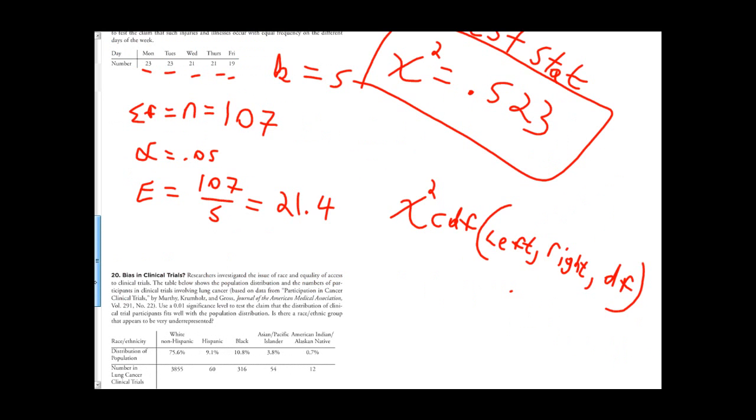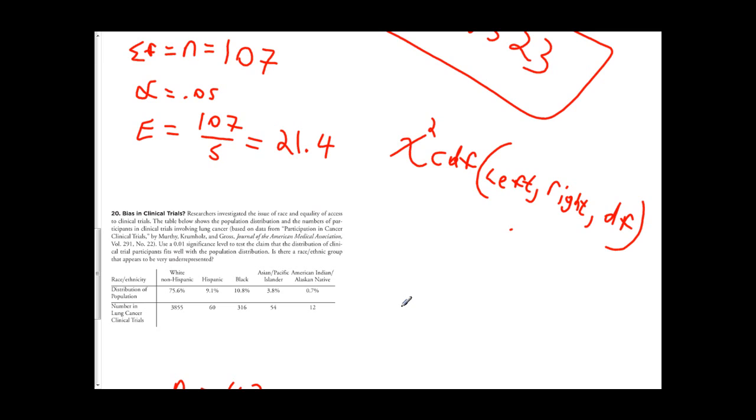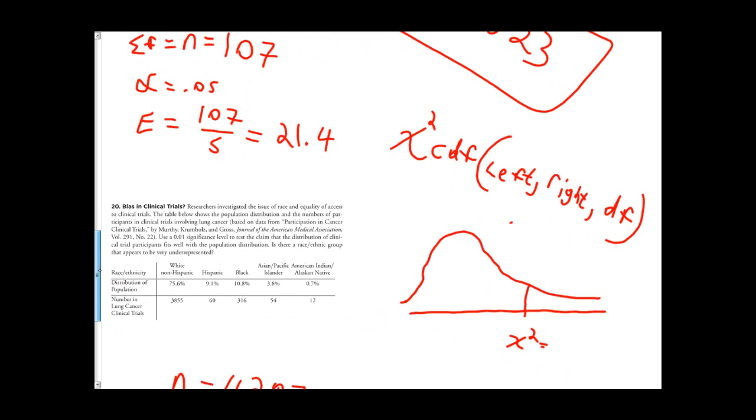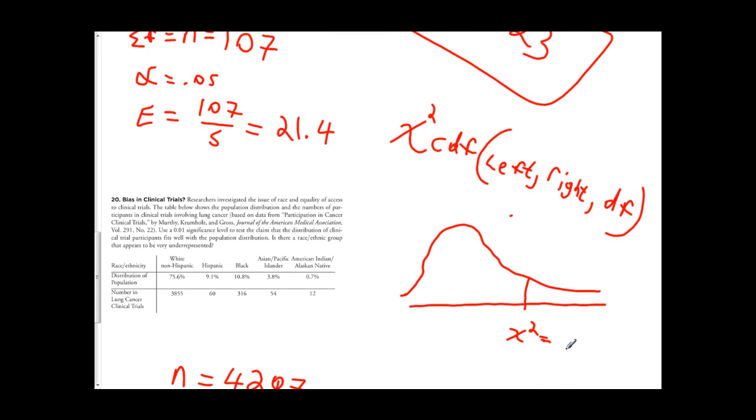Let's draw here. The chi-squared is skewed to the right, so we're going to have something like this. We're going to find our chi-squared test statistic, which we already found to be 0.523. But this is with k minus 1, and k is 5. So k minus 1 will be 4. So we're looking for 4 degrees of freedom.